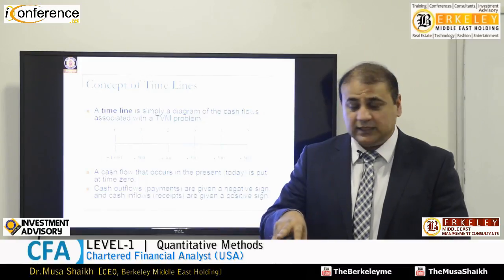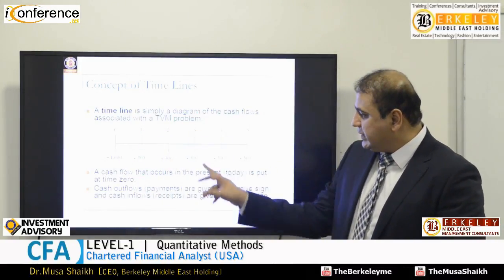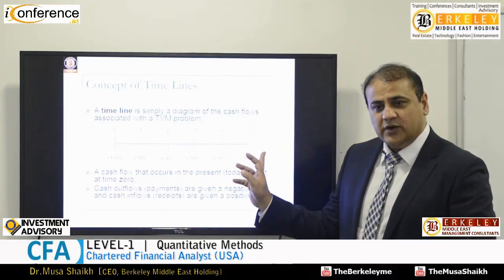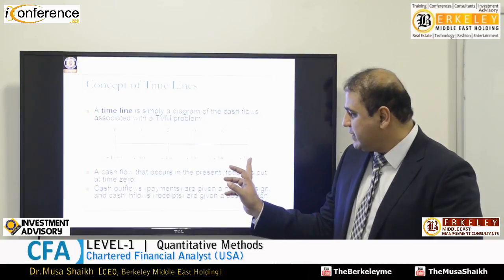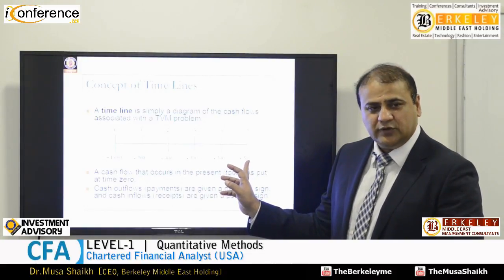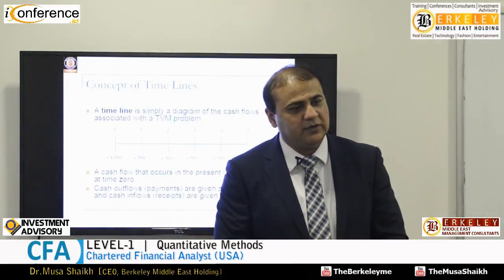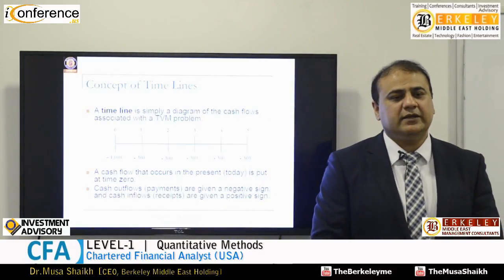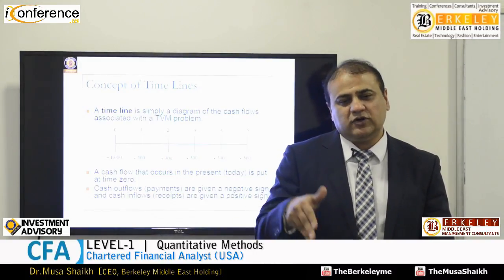We invest $1,000. Every year we are getting $300. So if you add these, 300, 600, 900, 1,200 and 1,500, you invest 1,000 and you get 1,500 over the period of time. So your net return is $500. This is the concept of timeline.